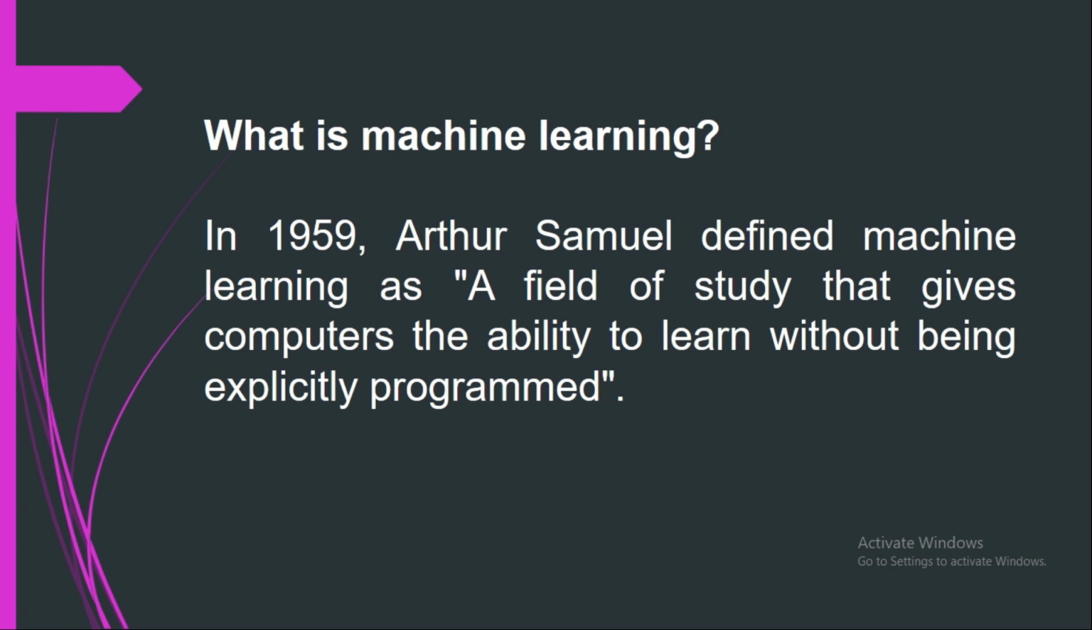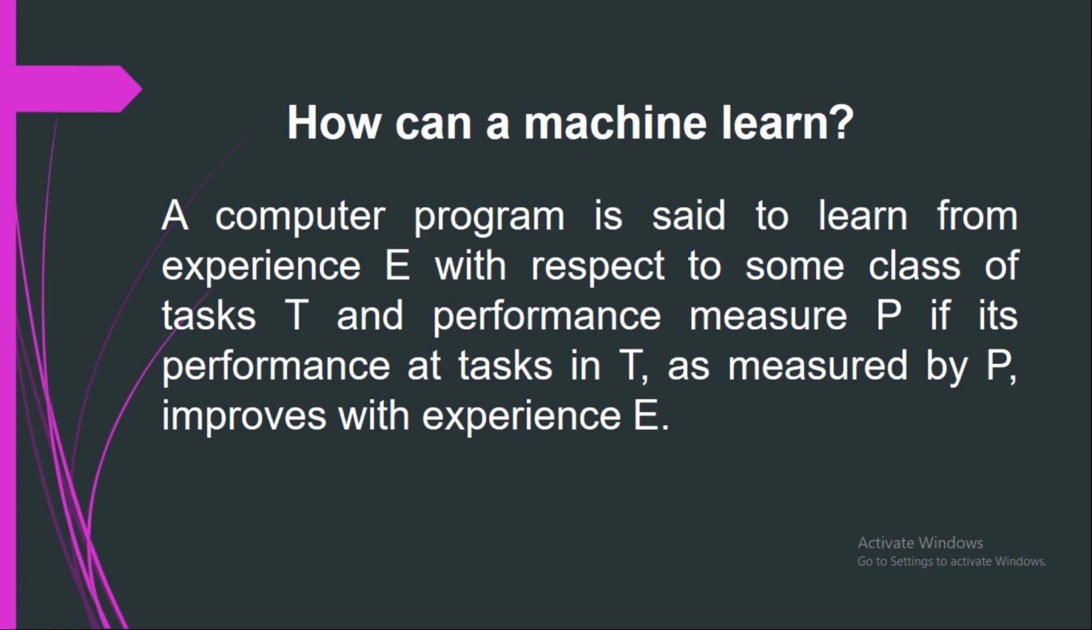In 1959, Arthur Samuel defined machine learning as a field of study that gives computers the ability to learn without being explicitly programmed. That means if you give someone a task repetitively, they will learn by themselves, right? In a similar way, a machine can learn something by being given some task. So how can a machine learn? Suppose a computer program is set to learn from experience E with respect to some class of task T and performance measure P. If its performance at tasks in T, as measured by P, improves with experience E, that means in short, the performance of the machine will increase as you provide tasks to it.